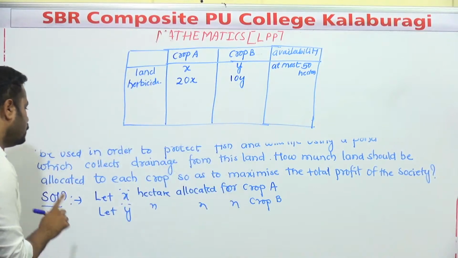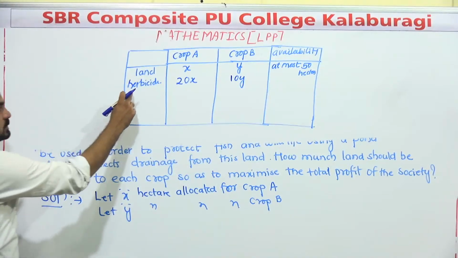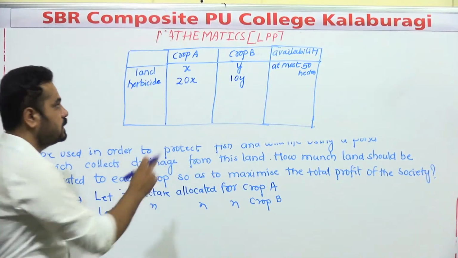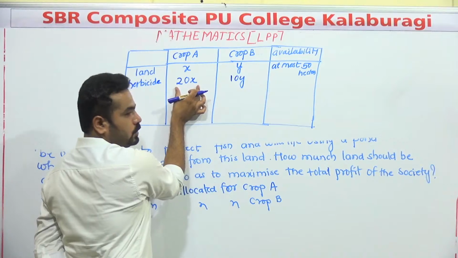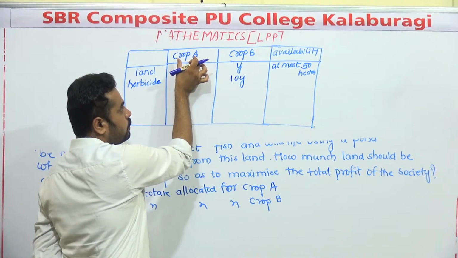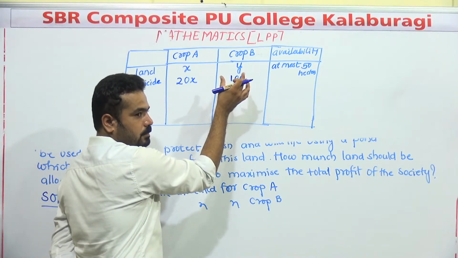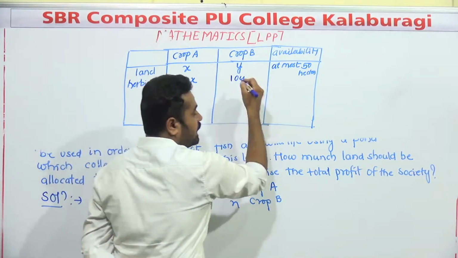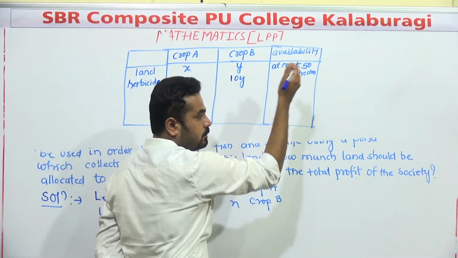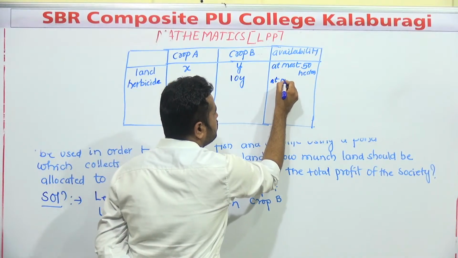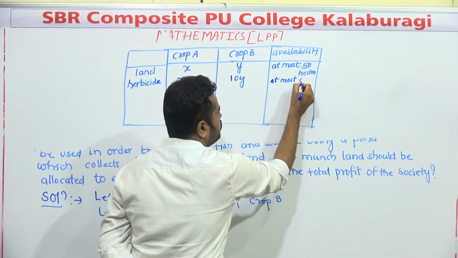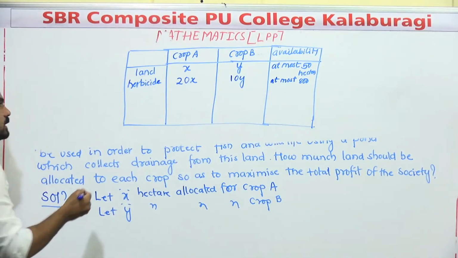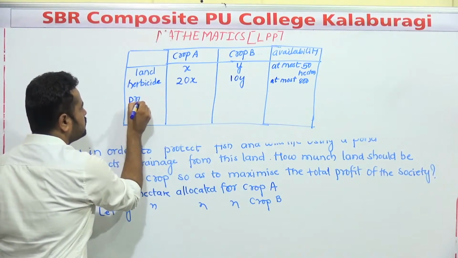And they also gave that the usage of these herbicides should be not more than 800 liters. This is the total number of liters used for crop A, and this is the total used for crop B, and the sum of these two should not exceed, meaning at most, 800 liters. Correct.